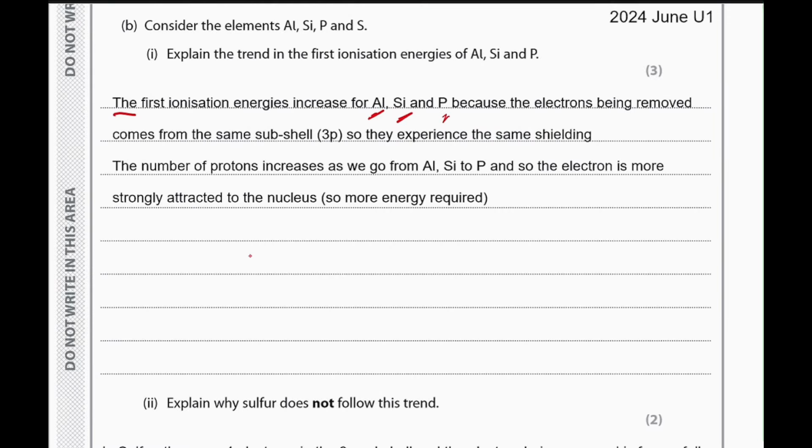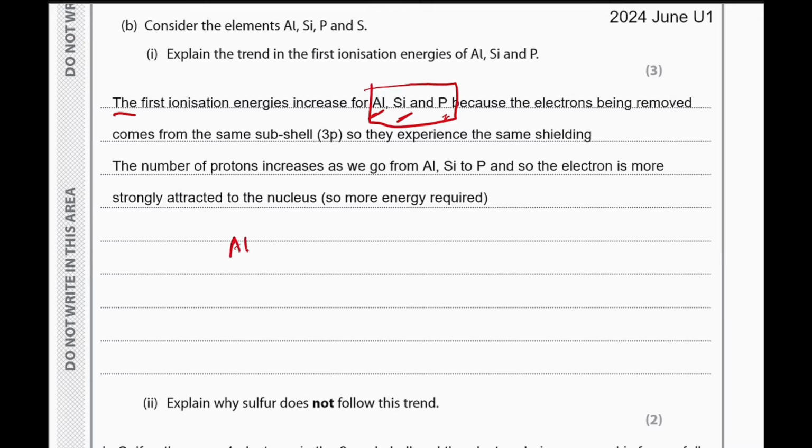So we know that all three of these elements have an electronic configuration where the outermost electrons are removed from the same subshell. Since all three of them are present in the same period, in other words period 3, they will have the same number of shells.